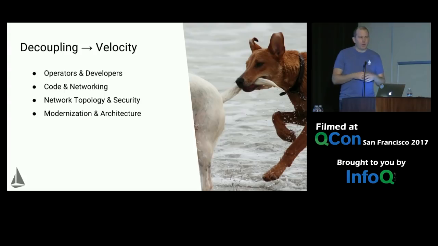I went to a couple of the earlier talks today, and one of the themes in the talks was decoupling and velocity, right? If you can decouple your operators from your developers, they can both do their jobs faster. Just like microservices help you decouple one application concern from another, so that the teams building those microservices can iterate faster. You have similar coupling problems at different parts of the stack or different parts of the process.